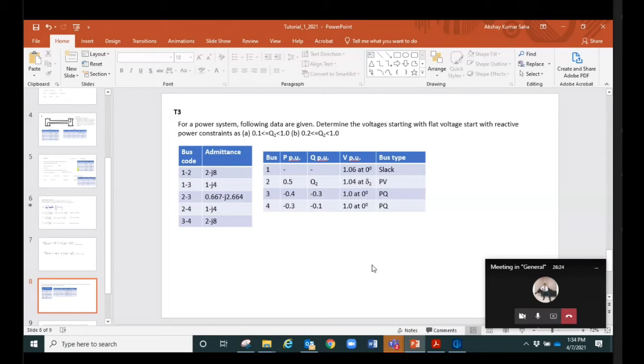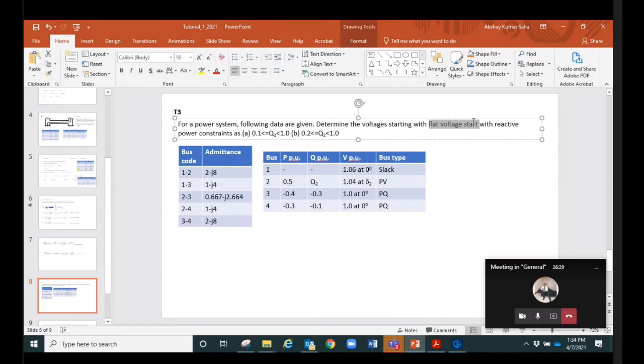So for that, the problem is assisting us. It's telling us that we can assume the flat voltage start, meaning the values can be assumed to be 1 at an angle 0 degree if it is not defined. So what we do, first of all, we need to determine the Y bus matrix. So let's find this Y bus matrix quickly. You find out the Y bus admittances.